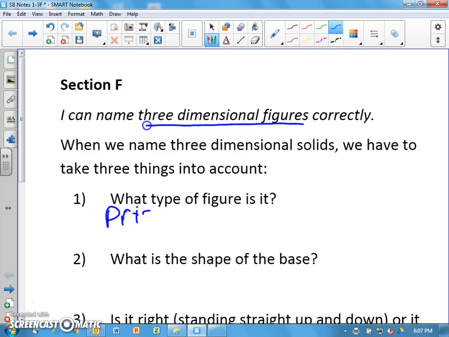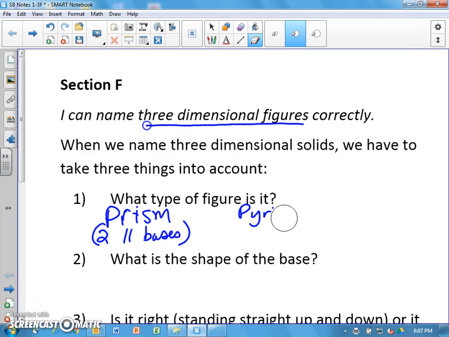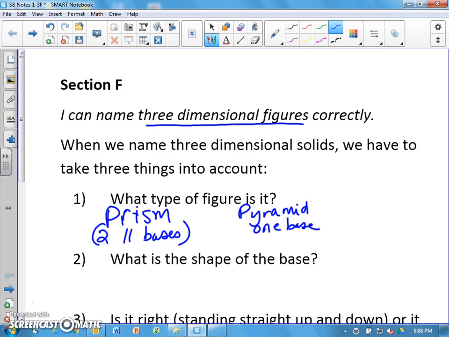So it could be a prism, which has two parallel bases, and the sides of a prism will always be rectangles. Maybe it's a pyramid, which only has one base, and the sides would be triangles. It could also be a cylinder or a cone. These are different types of three-dimensional solids.